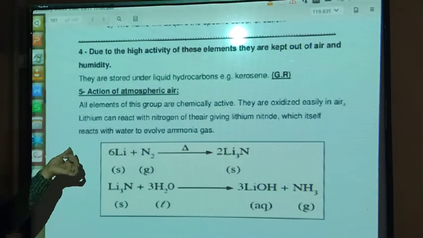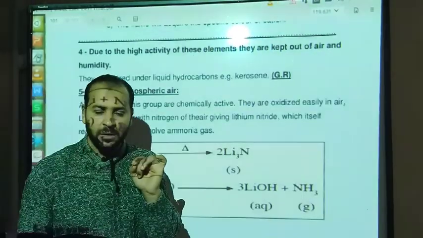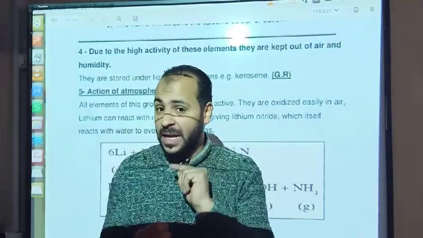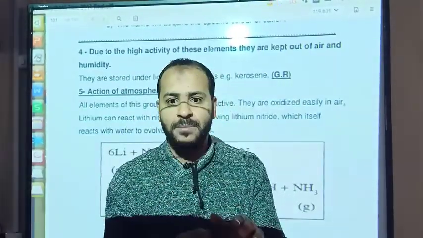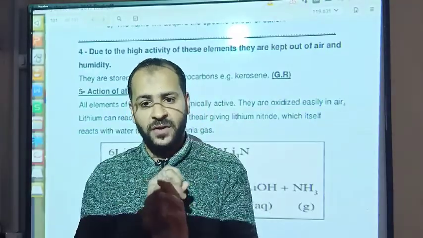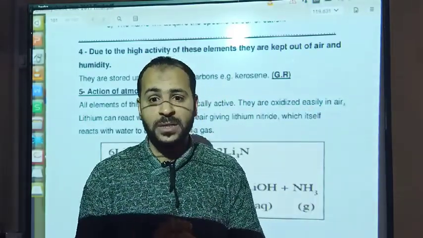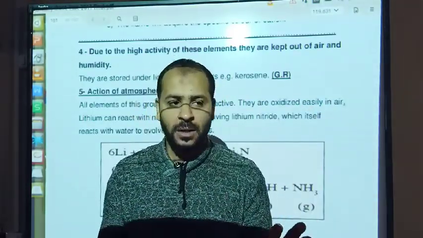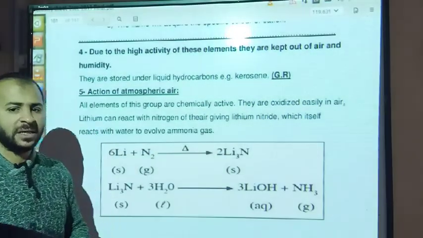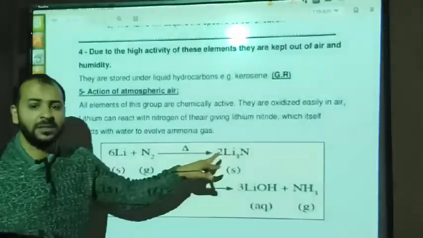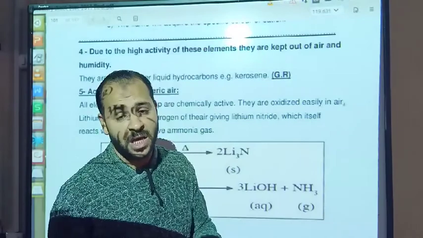Lithium only can react with nitrogen, forming lithium nitride. Again, if you remember, we said that in class. If the salt contains no oxygen, its name ends with -ide. If it is nitrogen, its salt is nitride. If it's sulfur, sulfide. Carbon, carbide. So lithium with nitrogen gives lithium nitride, Li3N. Lithium nitride dissolves in water, forming lithium hydroxide and ammonia gas, NH3.